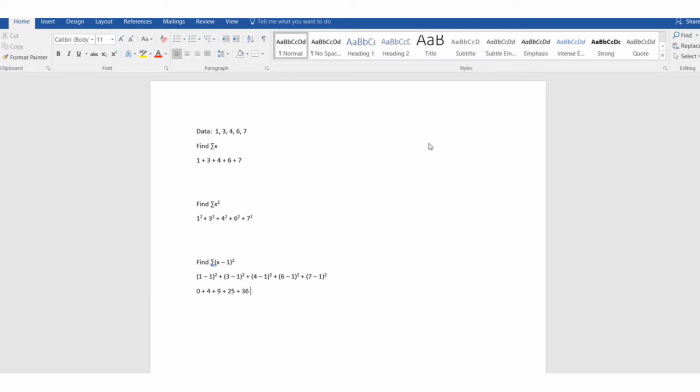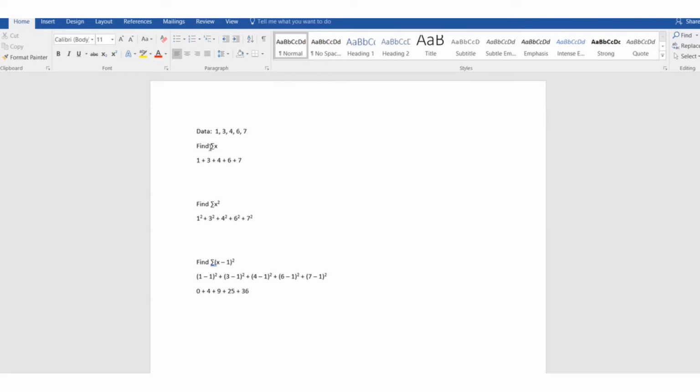Okay, so let's look at the data that we have, 5 pieces of data: 1, 3, 4, 6, and 7. And we want to find each of these expressions. Now, I want you to notice you've got this sigma out front, which always means add everything up. And the x refers to each of our pieces of data. Now, it's a variable because it changes with each piece of data.